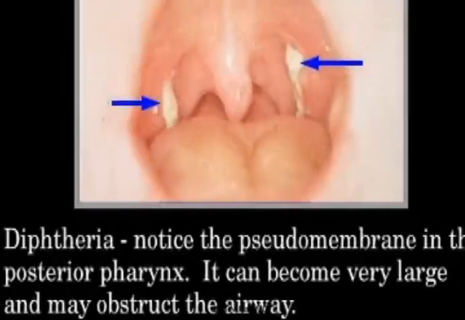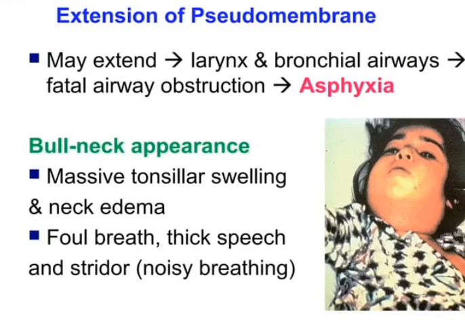Here we notice the pseudomembrane in the posterior pharynx. It can become very large and may obstruct the airway. The pseudomembrane may extend to the larynx and bronchial airways, causing fatal airway obstruction, called asphyxia. Other features are bull neck appearance, massive tonsillar swelling and neck edema, foul breath, thick speech and stridor, that is noisy breathing.